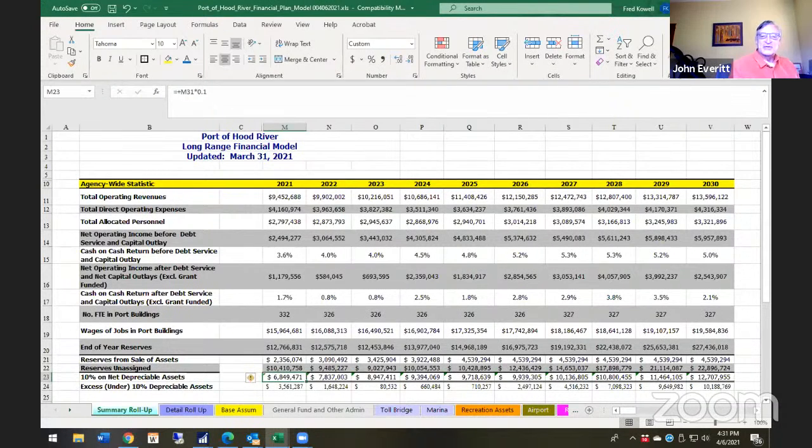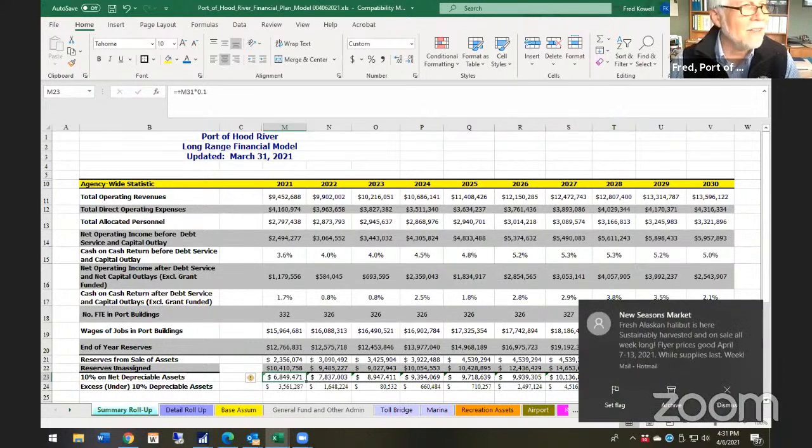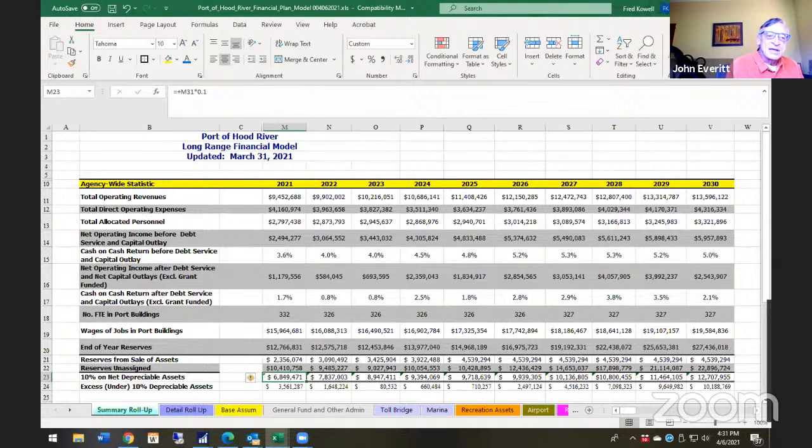Fred, you got a couple of questions in chat. Oh, okay. Can someone read? I can read them. It says from Chris: philosophically, has the port articulated a position about the extent to which users should pay for the services they use? That would impact decisions about potential funding for recreation in particular.